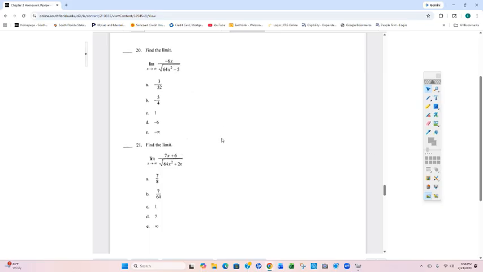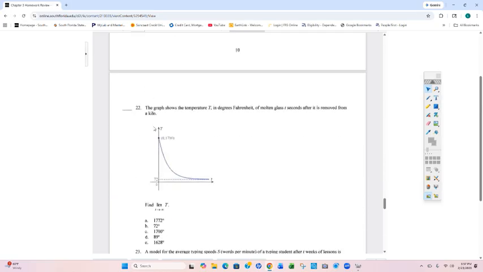The remainder of these questions are from 3.5. Number 21, find the limit. Limit as x approaches infinity. We do have a fraction. In the numerator is 7x plus 6. In the denominator is a radical. Everything is underneath the radical, so it is square root of 64x squared plus 2x. So 7x plus 6 on top, on the bottom, square root of 64x squared plus 2x. Answer A, 7/8. Answer B, 7 over 64. Answer C is 1. D is 7. E is infinity. The answer number 21 is A.